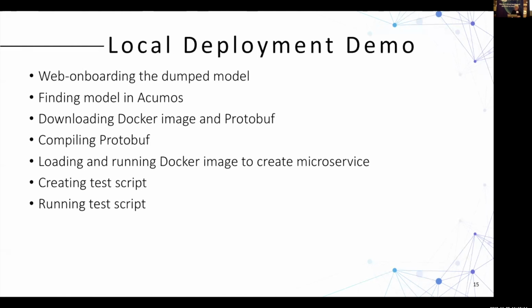So we saw the dumped model. We saw Paul dump a model onto the disk, right? And so he did that. I'm going to show you how you find that model and how you're going to take that model and web onboard it. Then I'm going to show you how you find it inside Oculus, that's the portal. And then I'm going to show you how you would download the things you need, which are the Docker image and the protobuf. You would compile the protobuf into a class that understands how to serialize and deserialize the inputs and outputs for that class. And then I'll actually load and run the Docker image to create the microservice, show you a little test script that tests it out, feeds it data, and comes back, and that'll be the end of the demo.